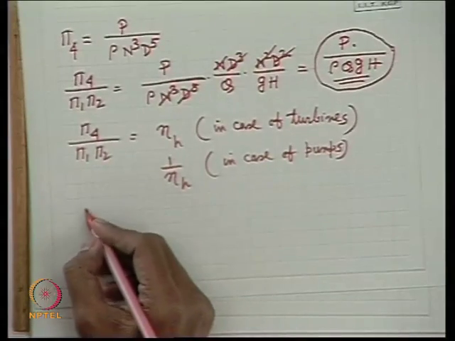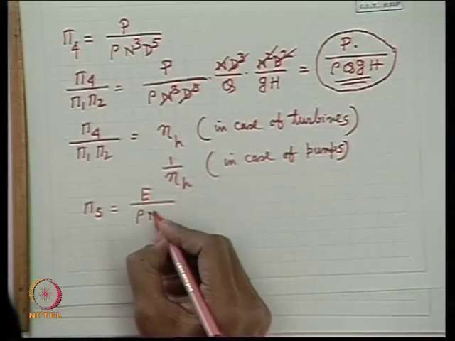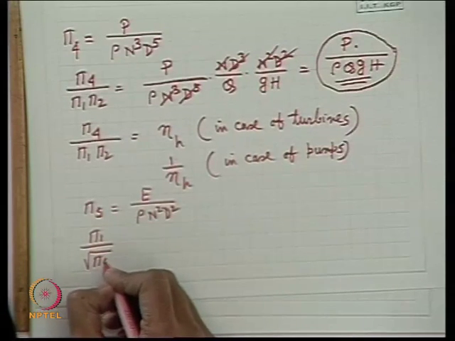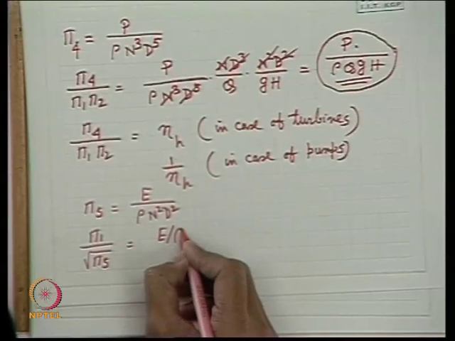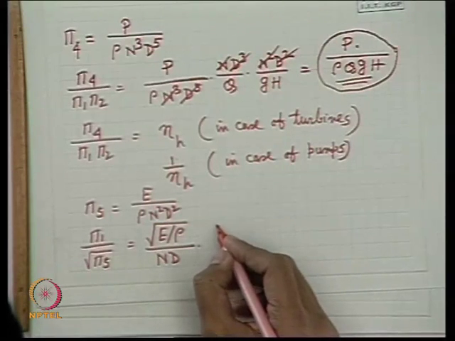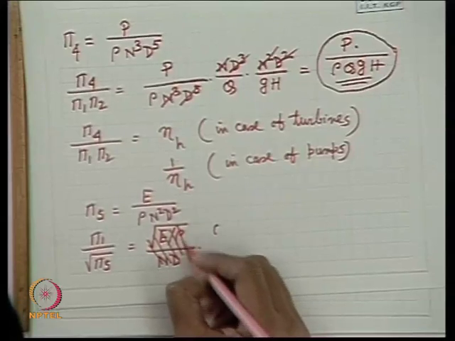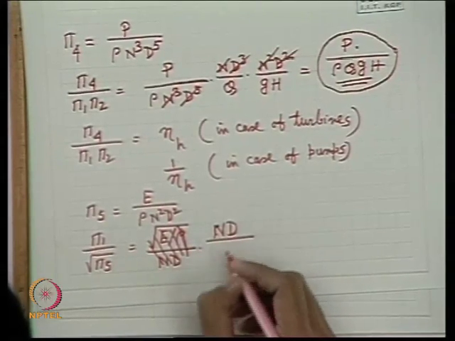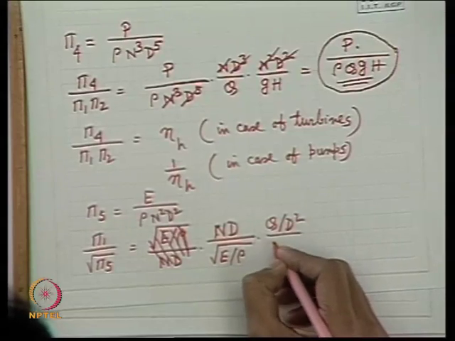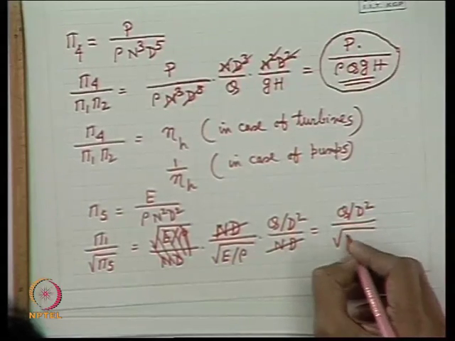Now, we come to the last one, pi 5. What is pi 5? As we have straightforwardly obtained, it is E by rho n square d square. Now, if we make this pi 1 by root over pi 5, we can write E by rho, square root, with little adjustment, and then n d. And what is pi 1? Pi 1 by root pi 5: the numerator will be Q by d square and n d, and the denominator will be root over E by rho. That means n d as a whole cancels, and this is equal to Q by d square by root over E by rho.